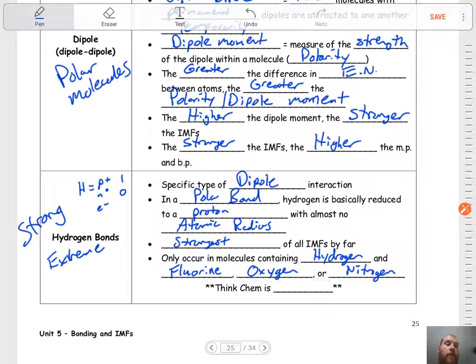So the way I help you remember this, think back to what are the 3 most electronegative elements on the periodic table. Oh yeah, it's these 3. That's why we have hydrogen bonding to these, because they're the most electronegative. So remember, chem is Fon, right? F-O-N. Those 3 are the strongest. That's why they are the only ones that have hydrogen bonding. Remember, it's an extreme case of polar bonding. Okay, it's an extreme polar bond that's happening.